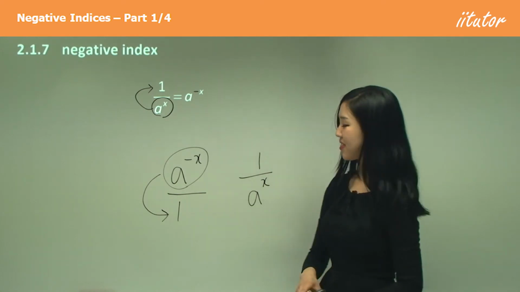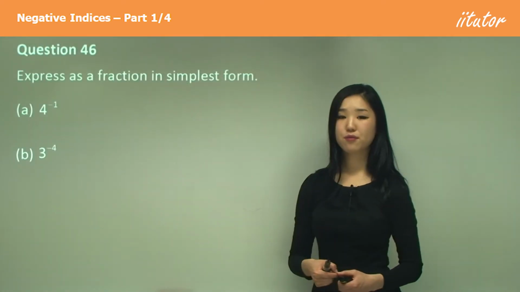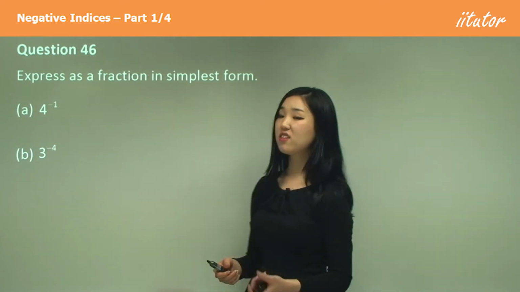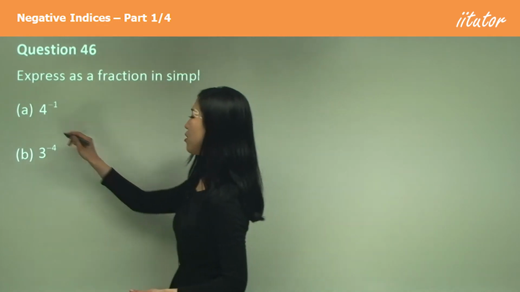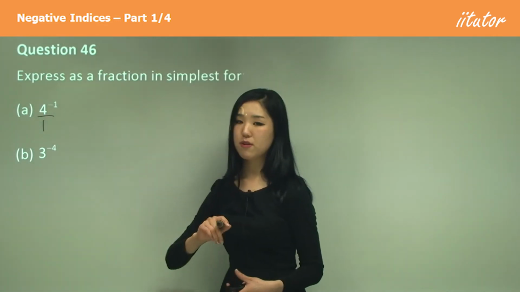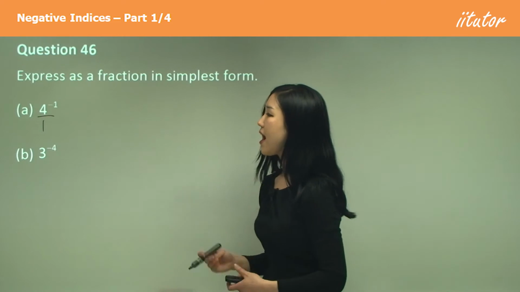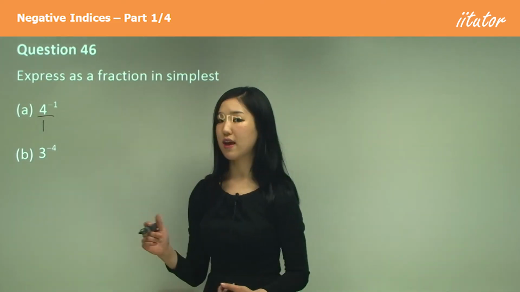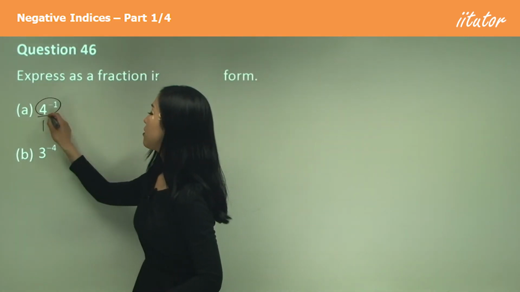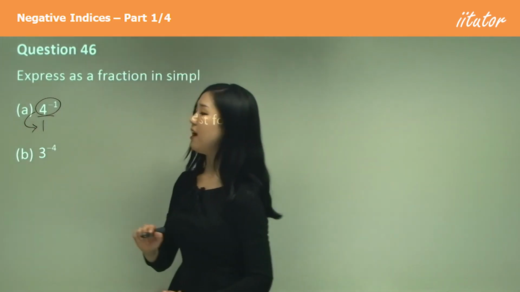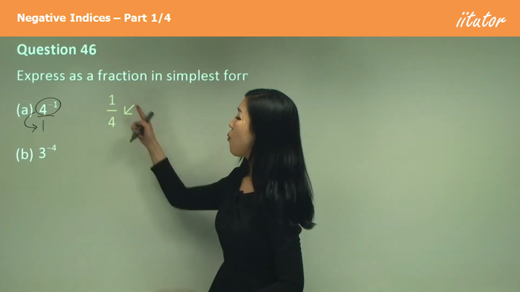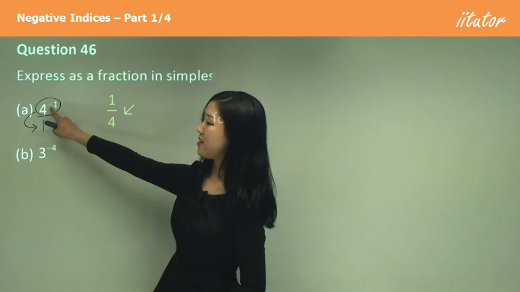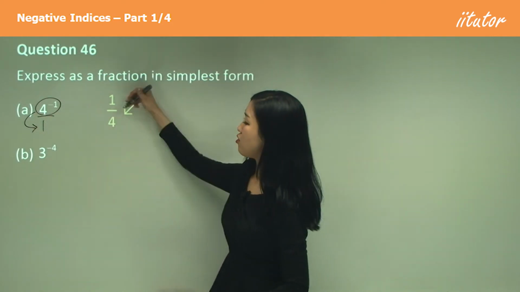Okay? Express as a fraction in its simplest form. So we have 4 to the power of negative 1. If you like, you can use what I do, guys. You can put it over 1 because there's no fraction there. I don't want negative index. I want it to have a positive index. So I'll move this down to the denominator, and then I'll have 1 over 4 to the power of positive 1. See how it's negative 1 there? So I simply change it to positive 1.